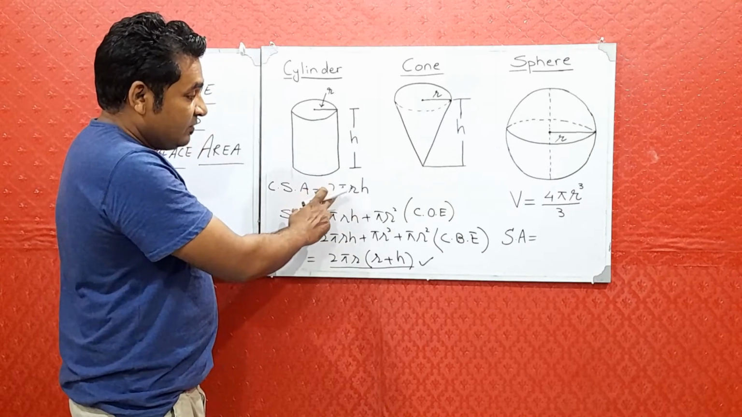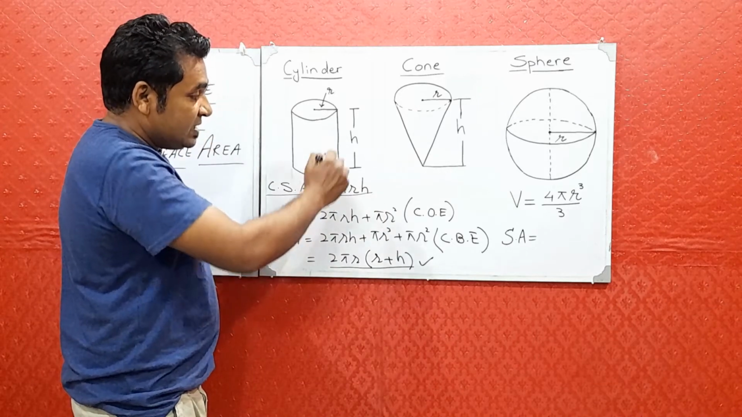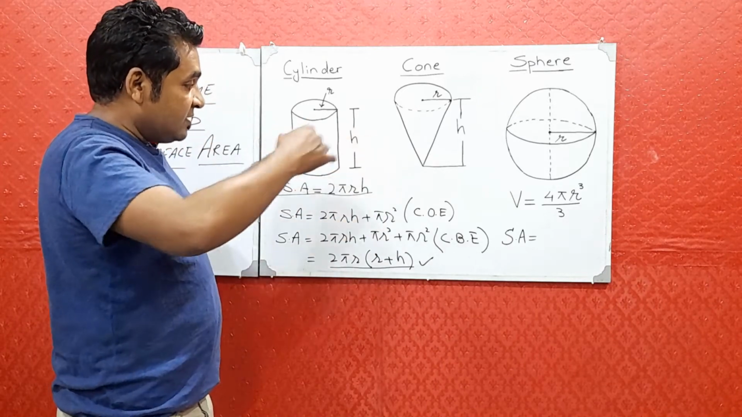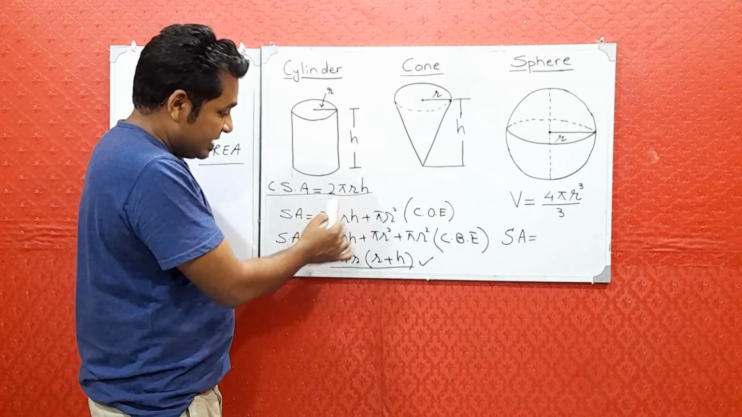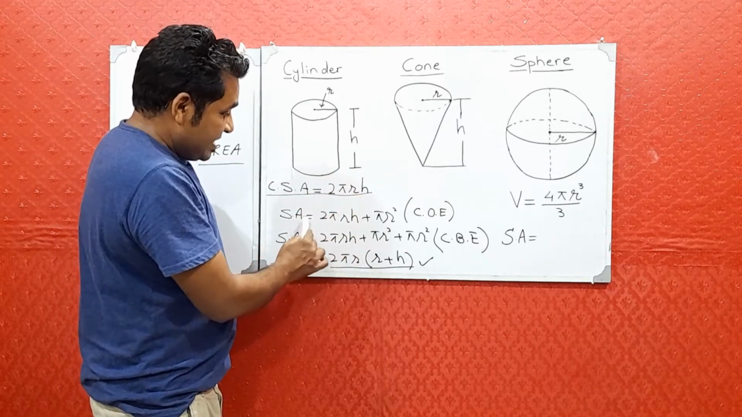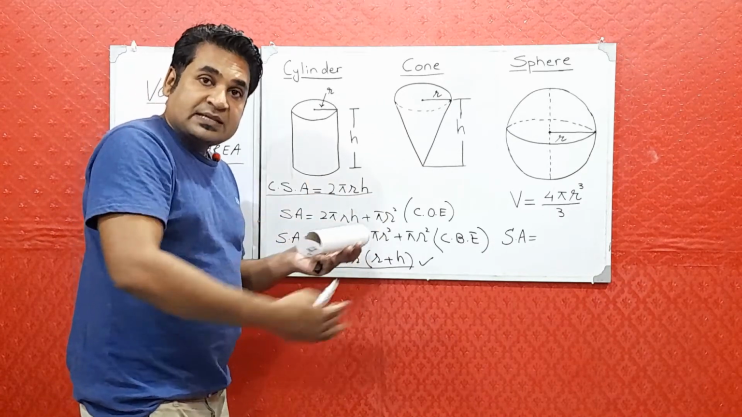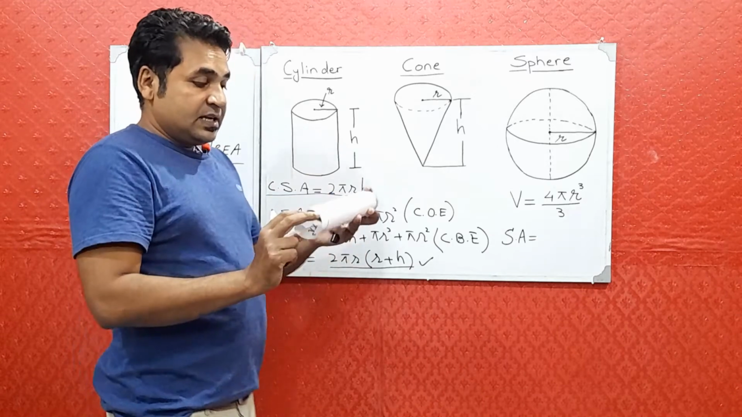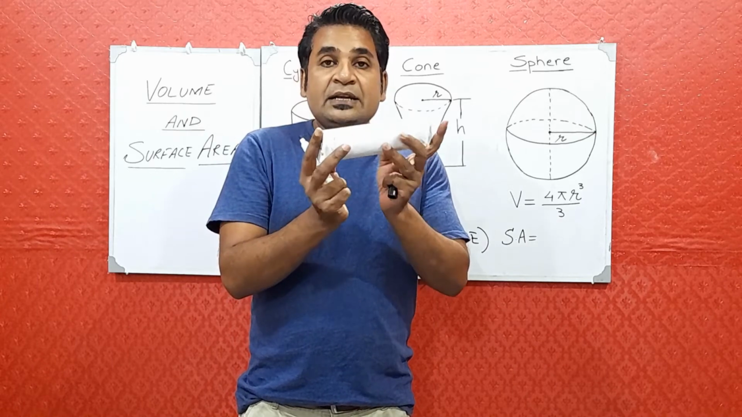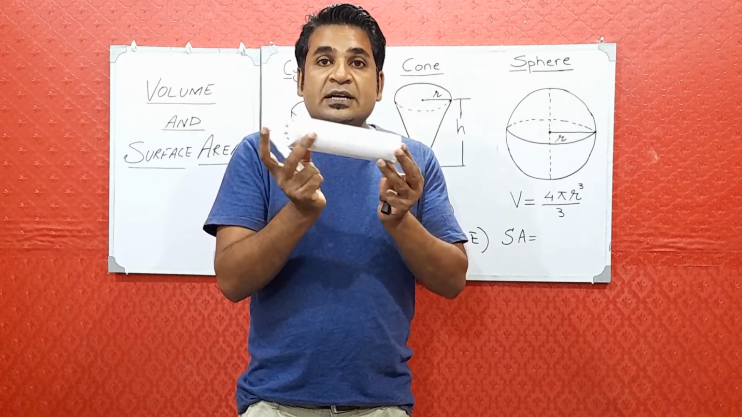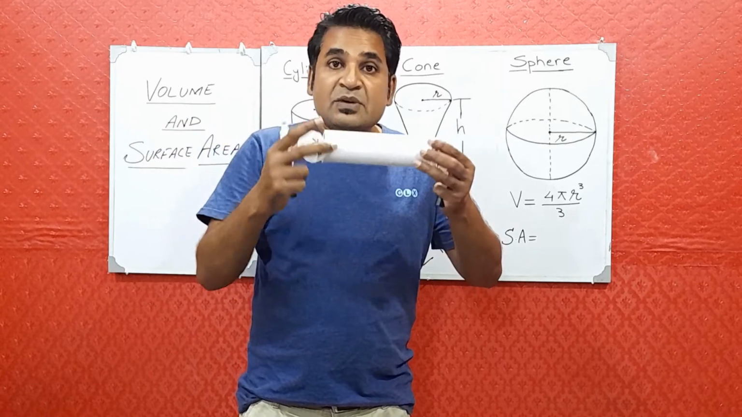For example, if the cylinder is open at both ends, you are supposed to find only the curved surface area, and the formula for the curved surface area is 2 pi r h. If it is closed at one end, then also 2 pi r h, because this 2 pi r h is actually making the cylinder. Whether it is open at both ends, closed at both ends, or closed at one end, only this curved surface is making it a cylinder.